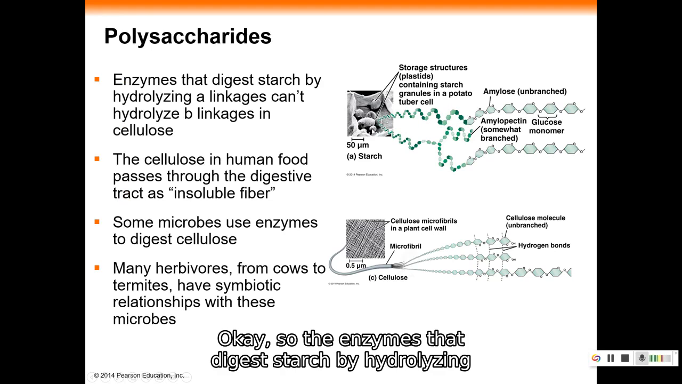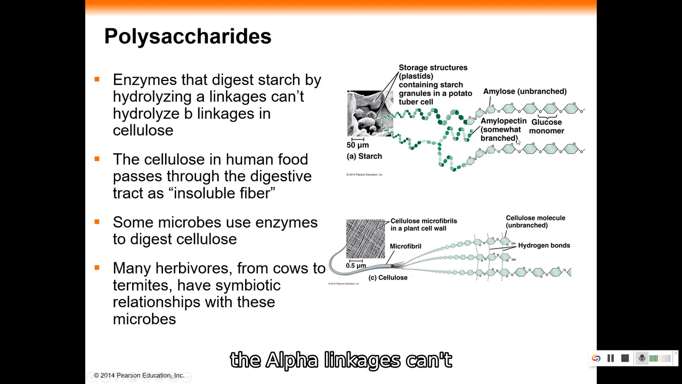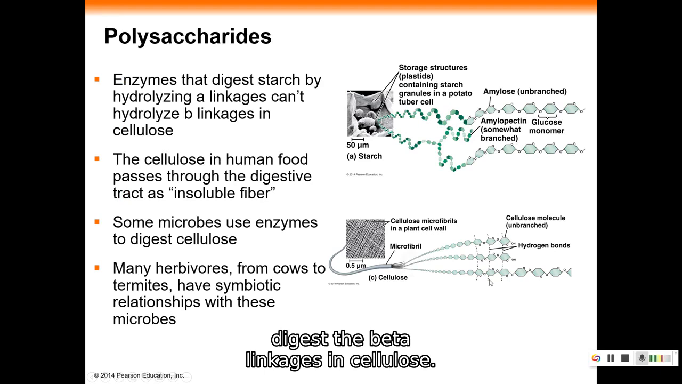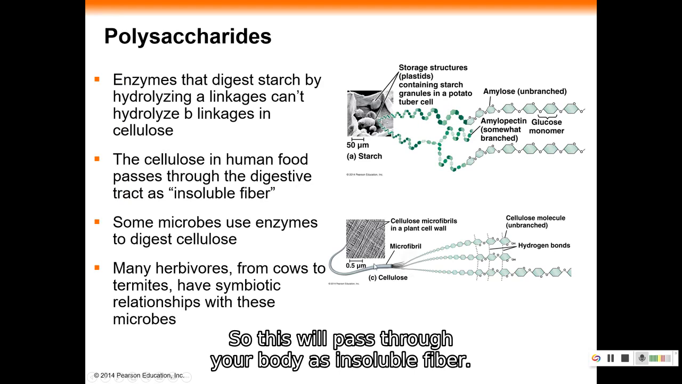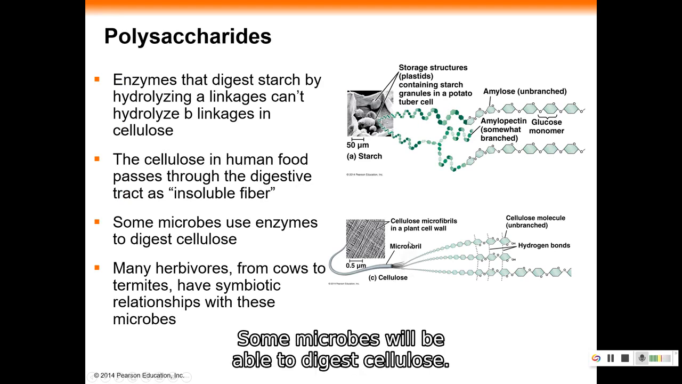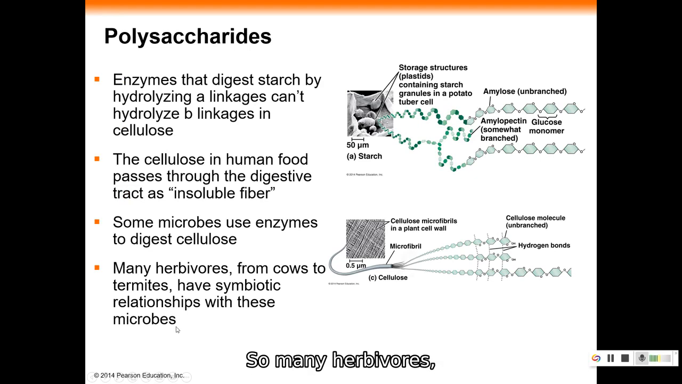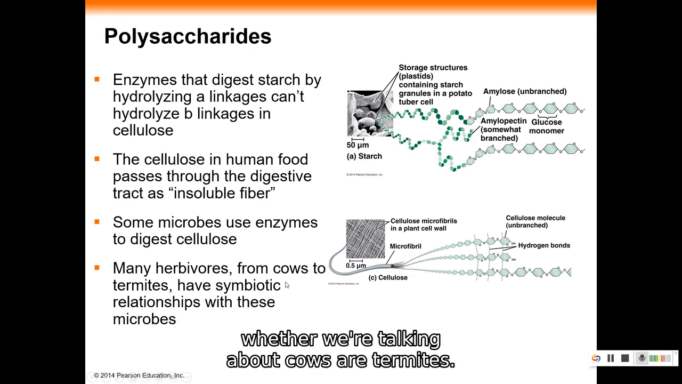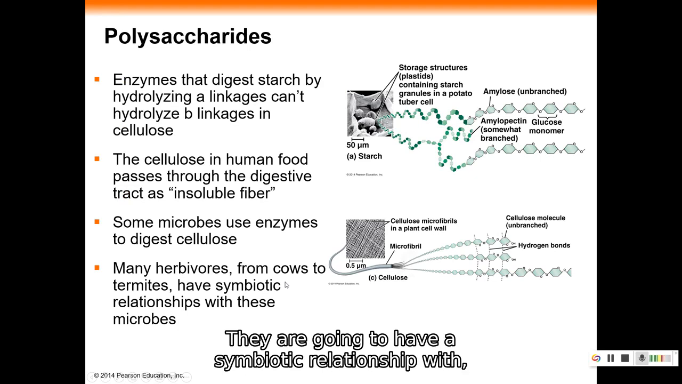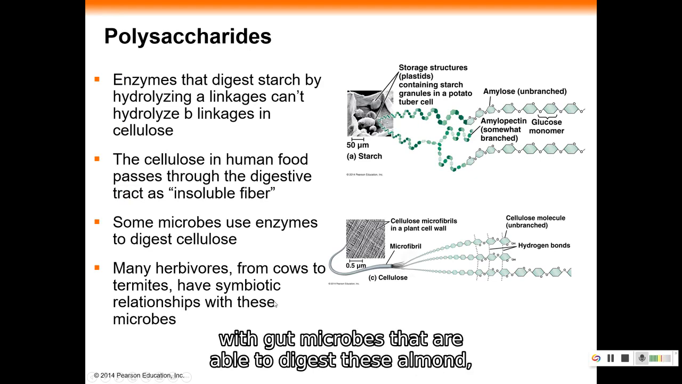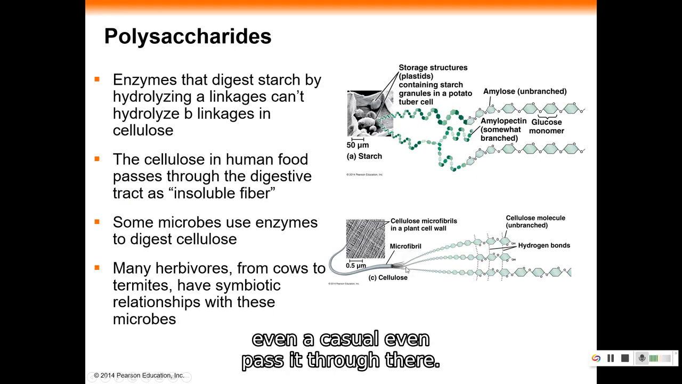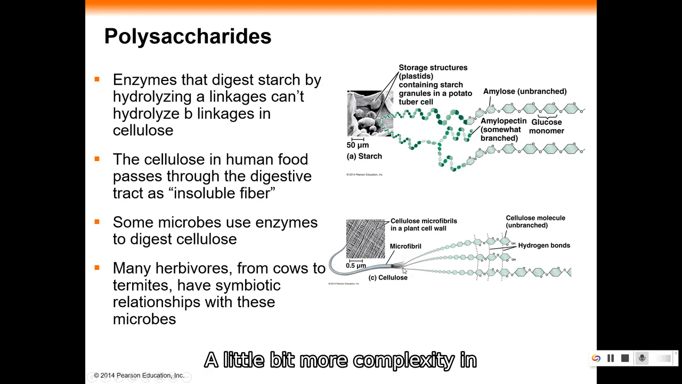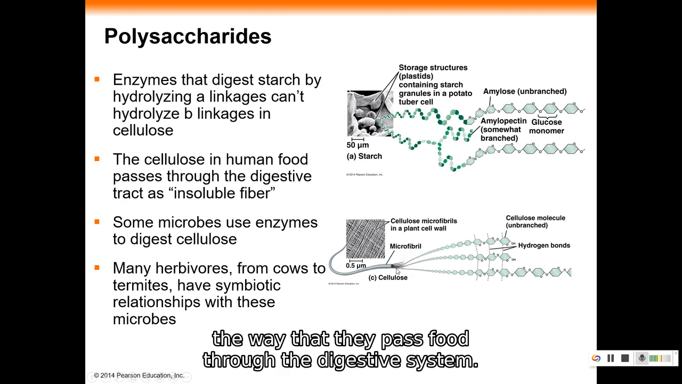Okay, so the enzymes that digest starch by hydrolyzing the alpha linkages can't digest the beta linkages in cellulose. So this will pass through your body as insoluble fiber. Some microbes will be able to digest cellulose. And so many herbivores, whether we're talking about cows or termites, are going to have a symbiotic relationship with gut microbes that are able to digest it. And a cow has a little bit more complexity in the way that they pass food through their digestive system.